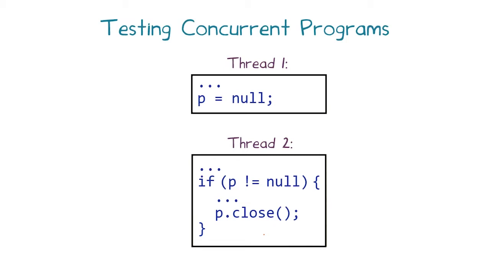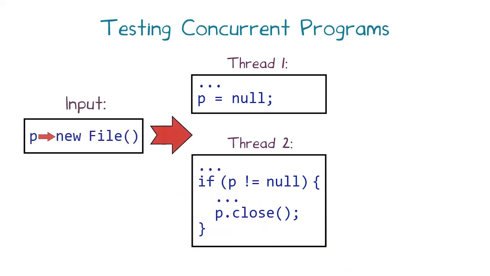To be more concrete, consider this concurrent program, which consists of two threads and takes as input a file handle P. Suppose we wish to test this program using a non-null file handle as input. The resulting execution may succeed or crash depending upon the thread schedule. If the non-null check in thread 2 is executed first, followed by the assignment of null to P in thread 1, followed by the p.close statement in thread 2, then the program will throw a null pointer exception at this statement.